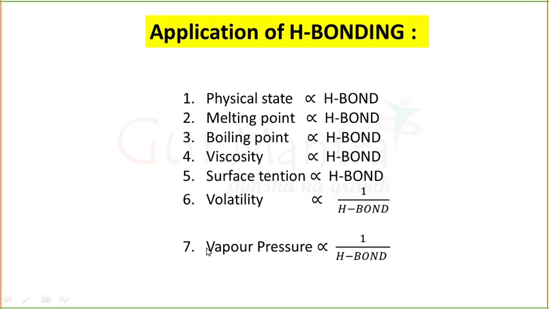Now, the application of hydrogen bonding. These are the 7 major applications of hydrogen bonding, which we are going to discuss one by one in the next slide. So, as you can see, physical state, melting point, boiling point, viscosity and surface tension are all directly proportional to the hydrogen bond, while volatility and vapor pressure are inversely proportional to the hydrogen bonding.